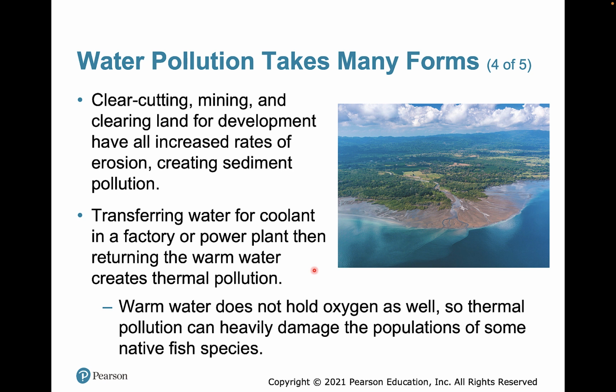If you have water that's coming from a power plant, like a nuclear power plant, we talked about the idea of thermal pollution before when we looked at the pros and cons of dams. That water is going to be too warm, so it doesn't hold enough oxygen. So those fish species and some of the other species won't survive as well.